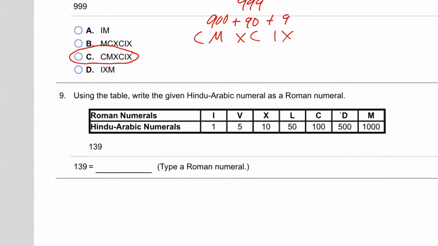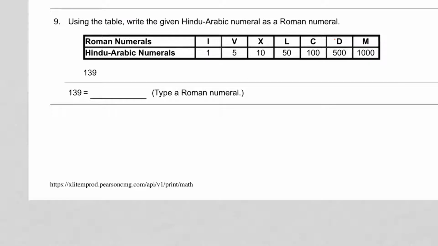All right. There's a few more here. So we have 139. 100 plus 30 plus 9. So the 100, that's just a plain C. 30, we can do 3 X's. And the 9, we can do 10 minus 1. So a 1 first and another 10. So this is the 30, this is the 9. Okay.